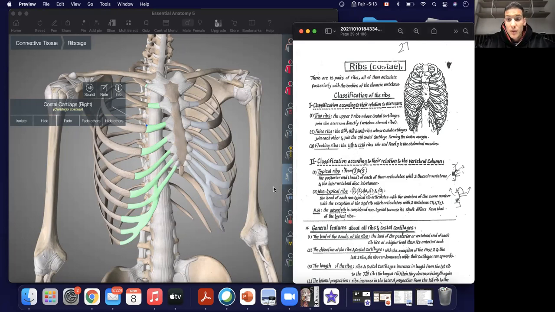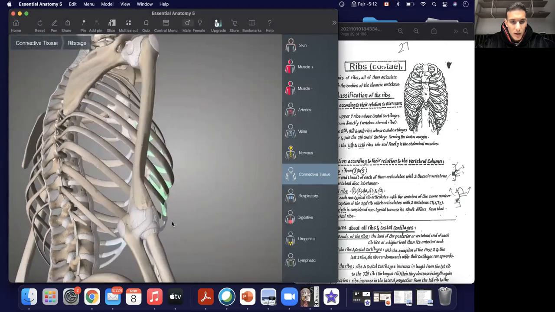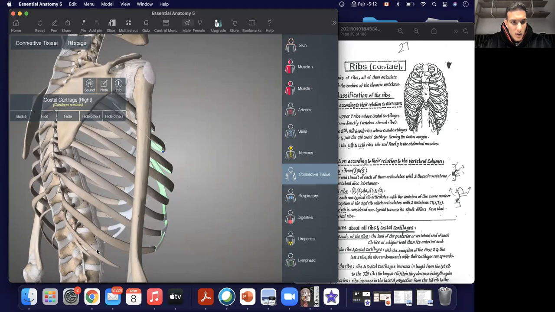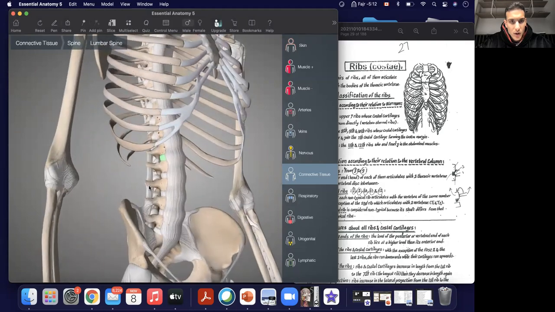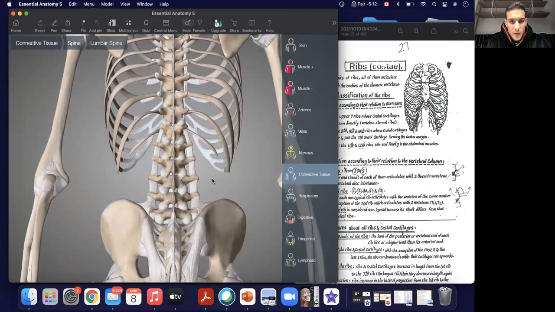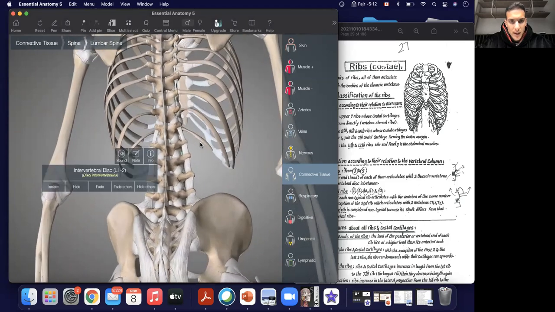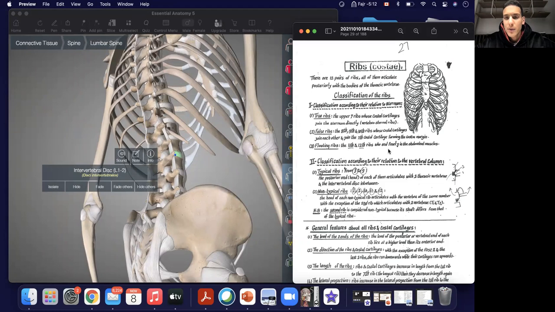Floating ribs, the 11th and the 12th, who end freely in the abdominal muscles. Here, look, they're floating. They're not attached at all to the sternum or any of the costal cartilage of the other ribs, and they don't have costal cartilage. So 11 and 12. See, they're floating. So these are the 3 categories that you have to classify the ribs according to the relationship with the sternum.